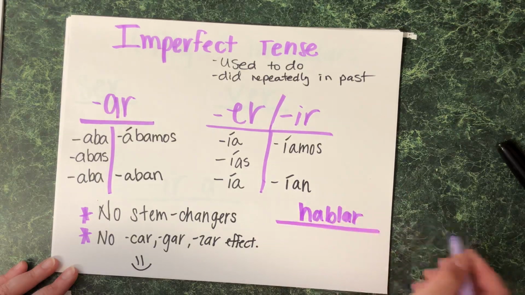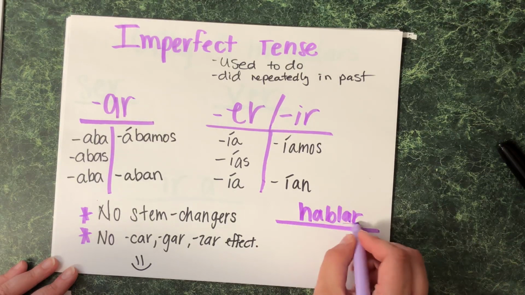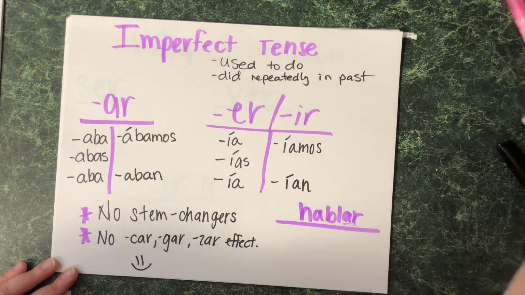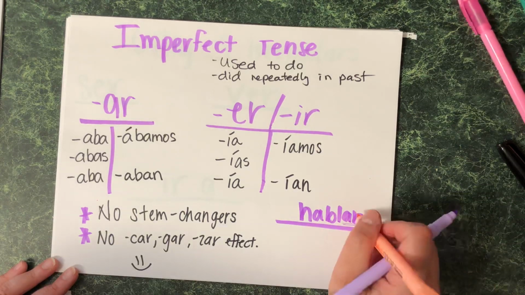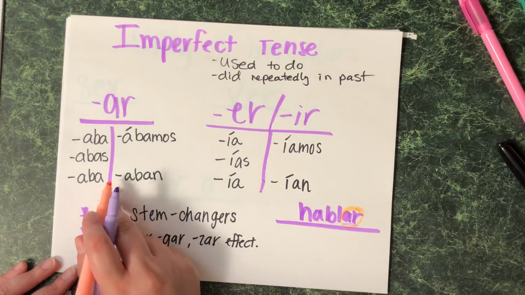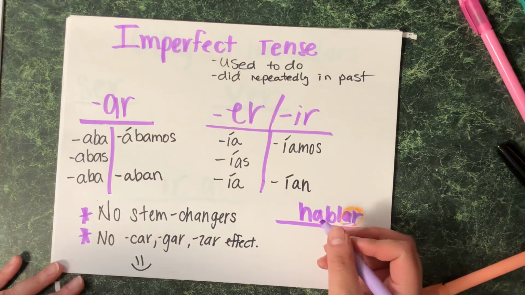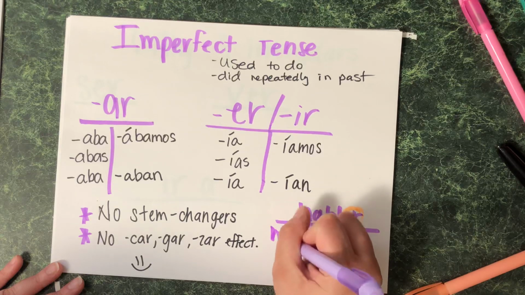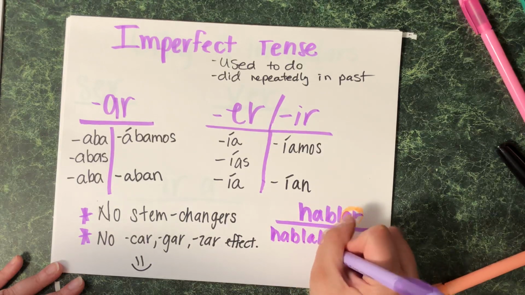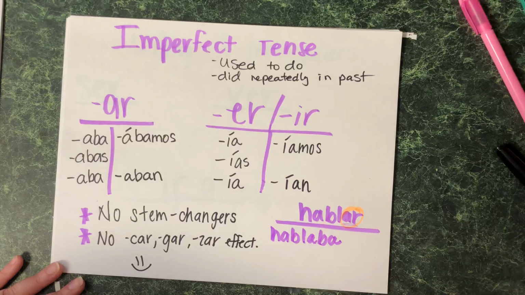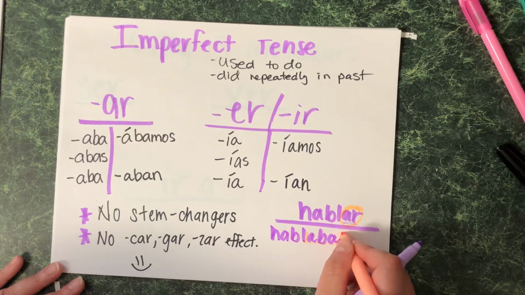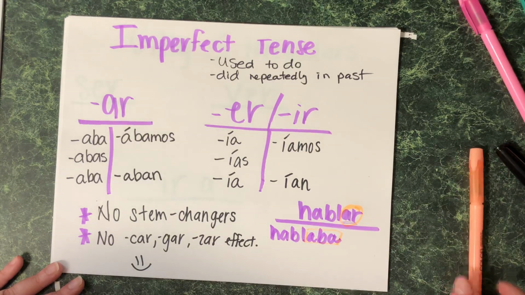Okay, so to say I used to talk, remember, take the AR off. I take that AR off, and we're going to use these endings to substitute the AR. So I used to talk, or I used to speak: yo hablaba. This is your new ending.